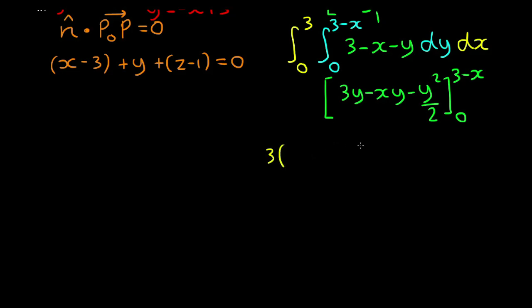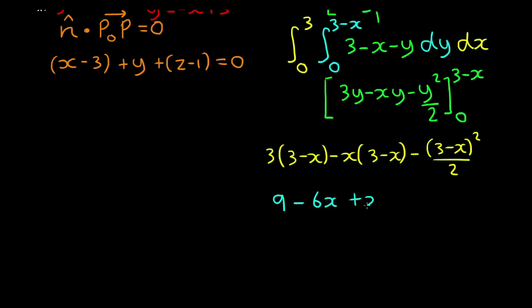So we get 3 by 3 minus x by 3 minus x minus 3 minus x squared on 2, and the remaining terms will evaluate to 0. And if we simplify some of these terms, we get 9 minus 3x minus 3x plus x squared, and minus 3 minus x squared on 2. And that's integrated from x equals 0 to x equals 3.